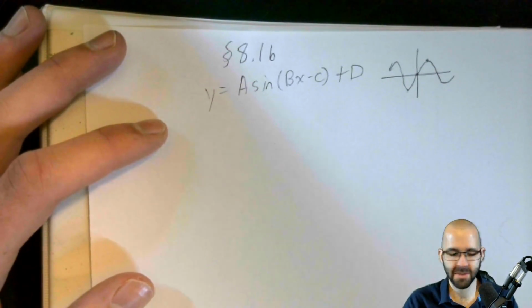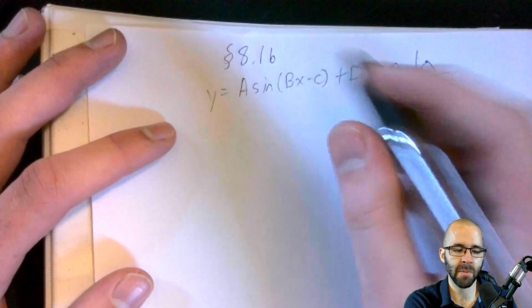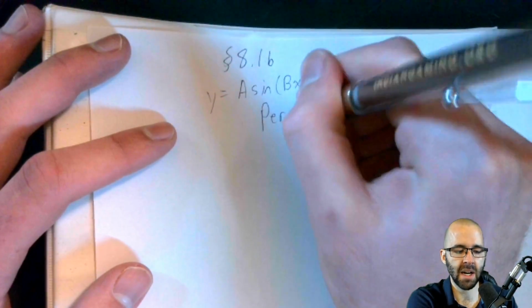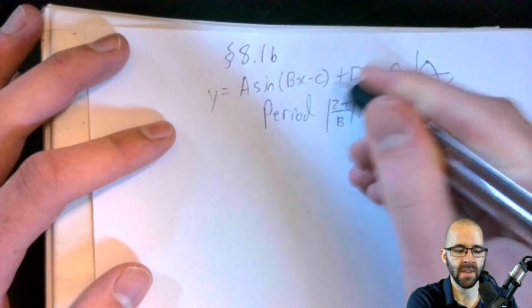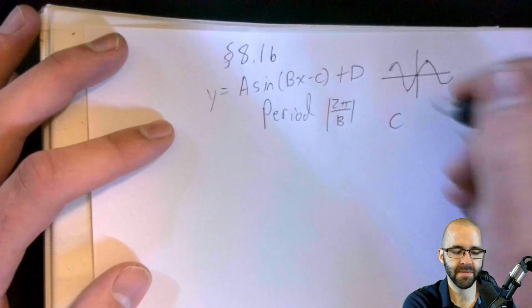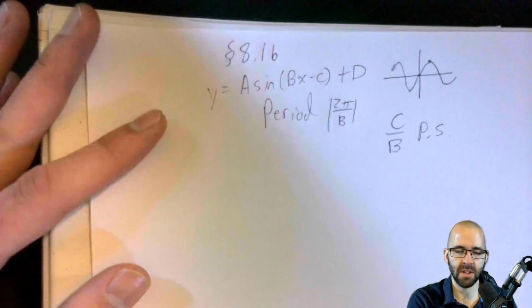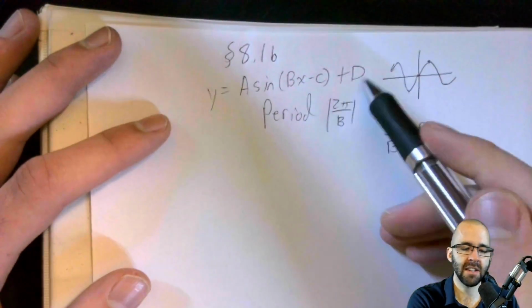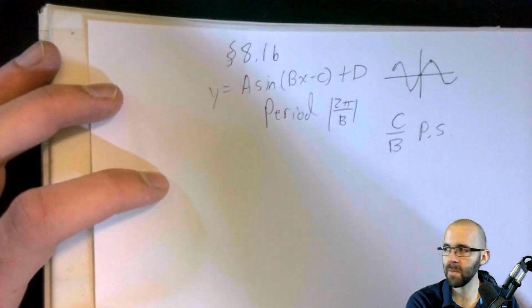B relates to the period. Remember, period is going to be 2 pi divided by B in absolute value. C is related to the phase shift. C over B is our phase shift, which is a horizontal shift. And then finally, D is a vertical transformation, and D corresponds to our midline.